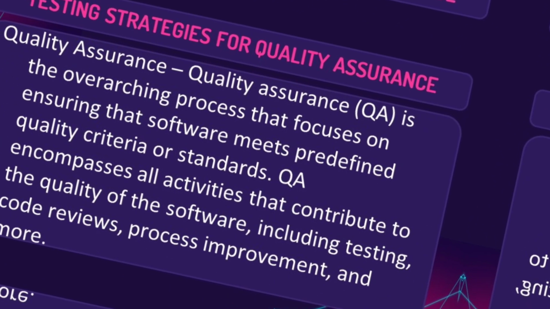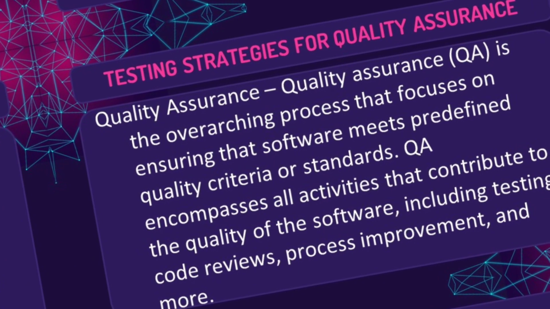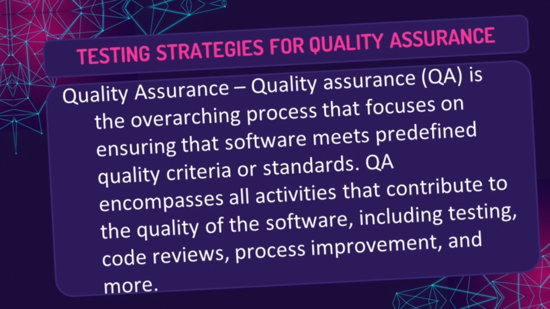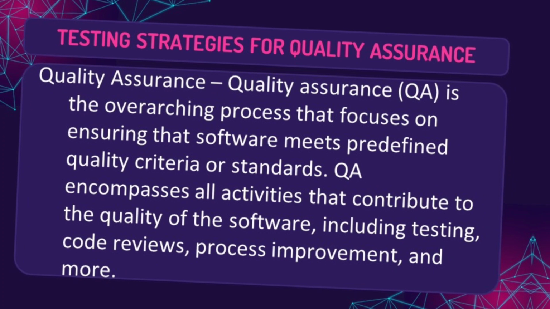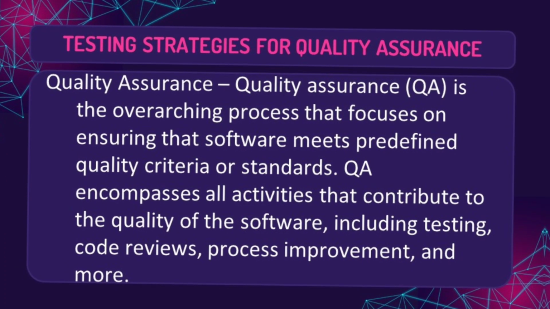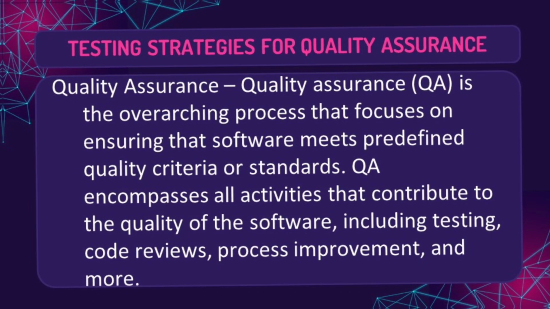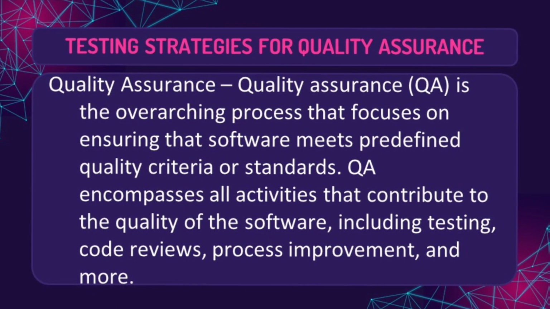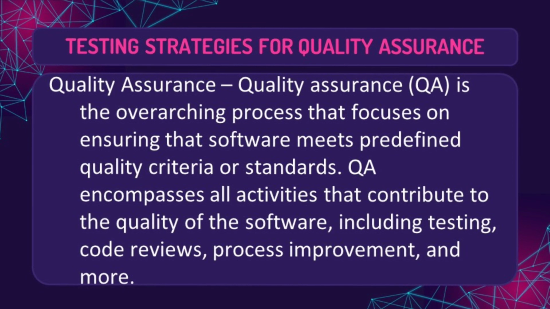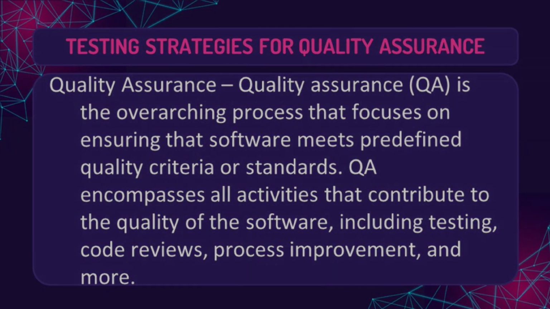Quality assurance is a comprehensive process that goes beyond testing alone. It encompasses all activities and practices aimed at ensuring that a software product meets predefined quality criteria. QA involves a holistic approach to quality, including designing processes that produce high-quality software, conducting code reviews, adhering to coding standards, and addressing non-functional aspects like performance, security, and scalability. QA seeks to prevent defects from occurring in the first place, in addition to identifying and addressing defects through testing.